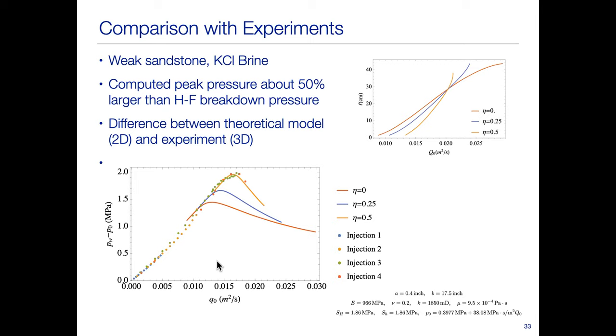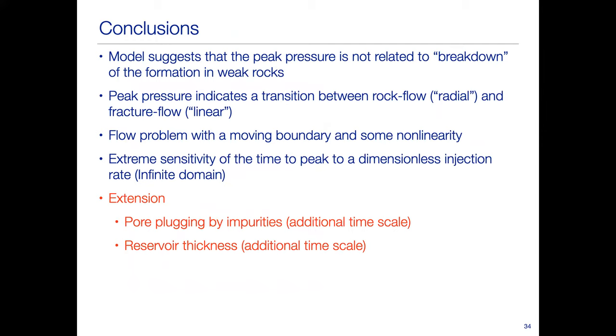And again, telling you that what is behind the whole model, this alternative way of looking at the problem, is that the peak pressure that we observe has nothing to do with the breakdown of the formation. It's marking a transition between two flow patterns. And the change of flow pattern is linked to the fact that we have a moving boundary, a crack, and some nonlinearity, which is associated with the dependence of the crack conductivity on the aperture, the aperture being controlled also by the crack length.